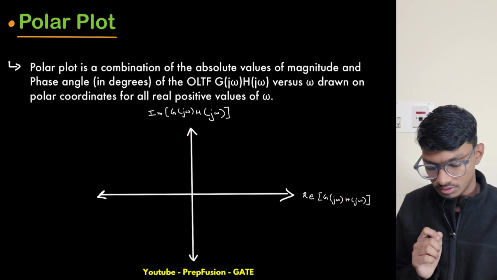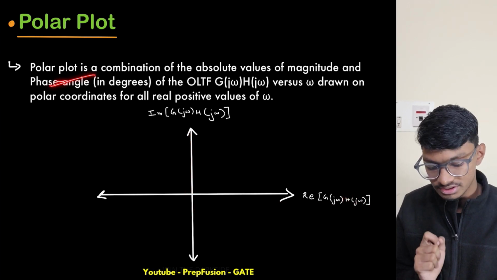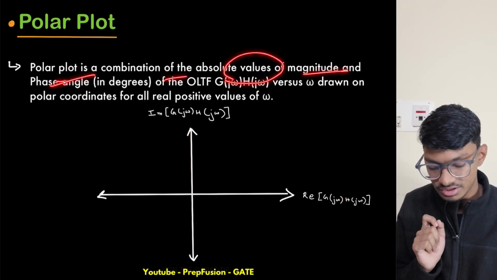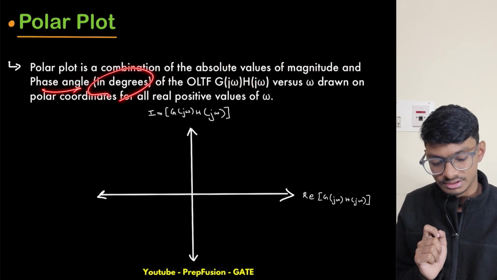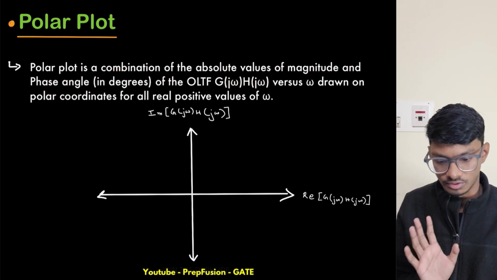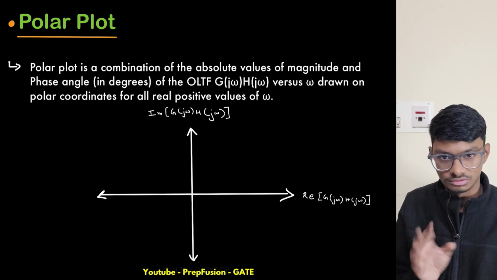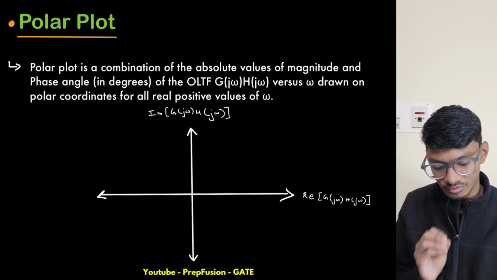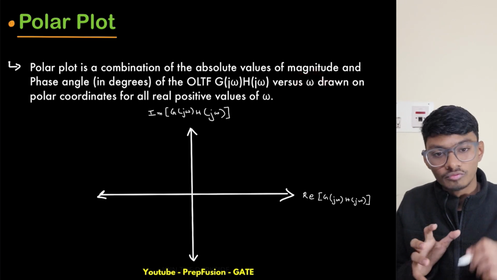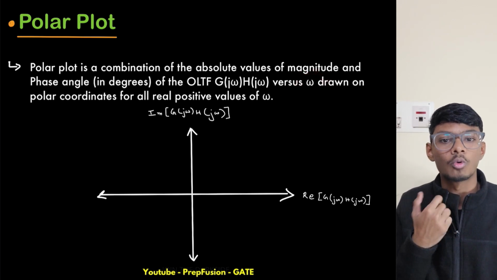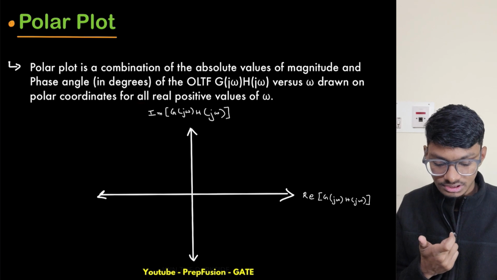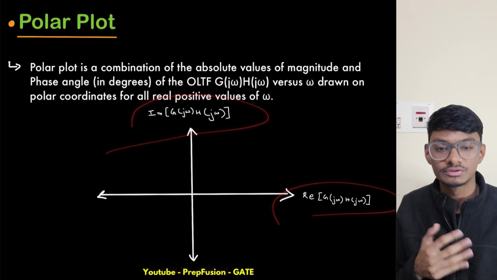Now let's read this. Polar plot is a combination of absolute values of magnitude and phase angles in degrees. Even if you don't understand, that's okay. Basically it is telling me about the absolute values versus omega. What will vary here is omega. We'll see the variation of the imaginary part and the real part with respect to omega.